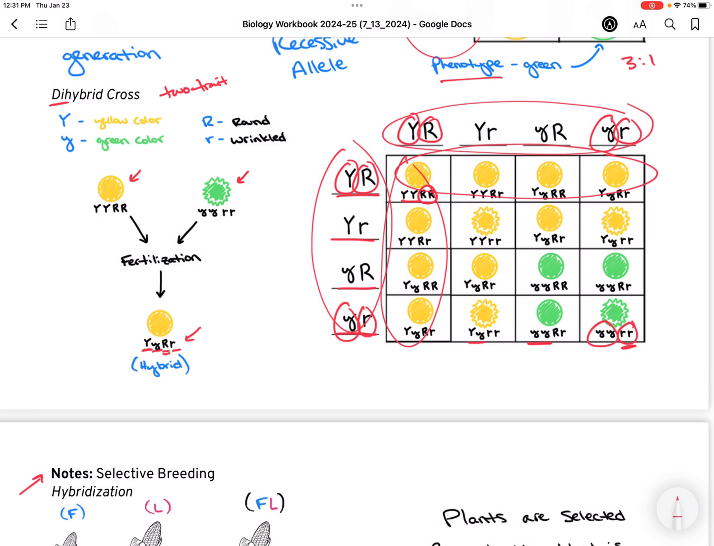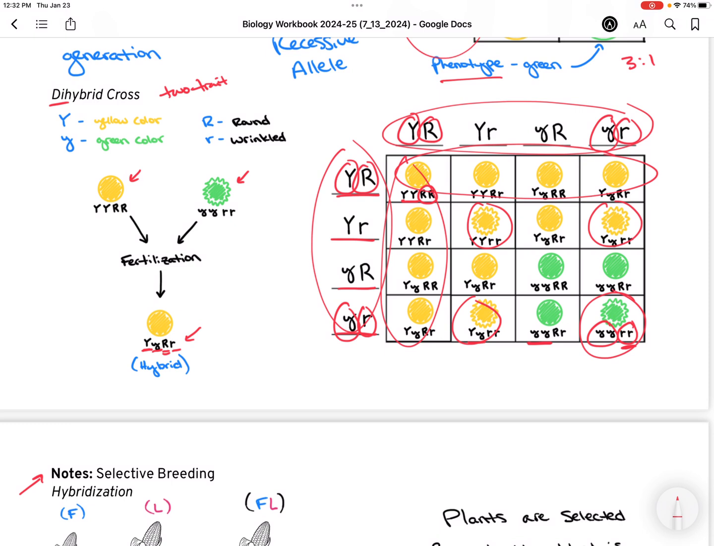And then you'll even see there's a couple rare wrinkled yellow seeds, right? So they're dominant for the color, but recessive for the roundness and wrinkledness. But the most rare type will be the recessive form of both, and out of 16, there's only going to be one seed that's going to be wrinkly and green.